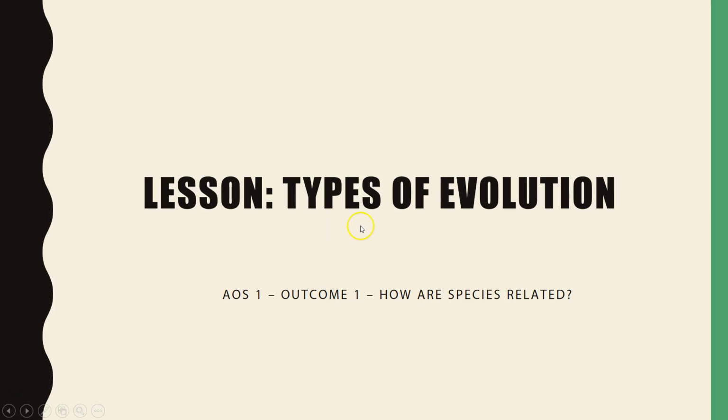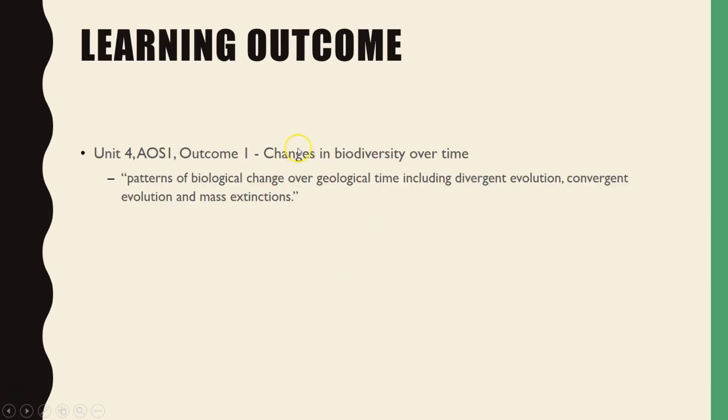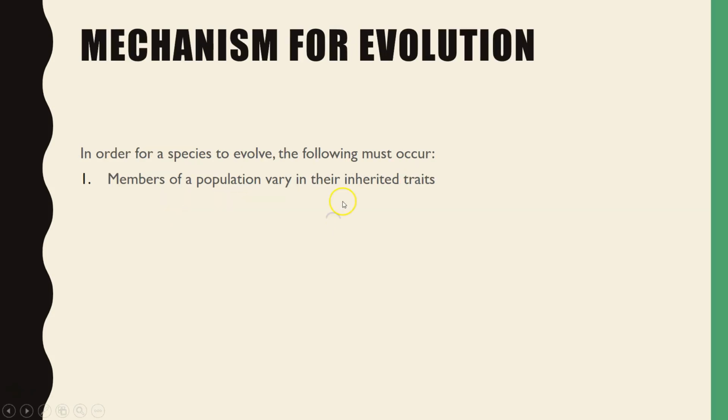In this lesson, we're going to be looking at types of evolution. The dot point in the VCE study design talks about biological change over time, including divergent evolution, convergent evolution, and mass extinctions. So we're looking at this in greater detail. In order for a species to evolve, you have to have the following things.